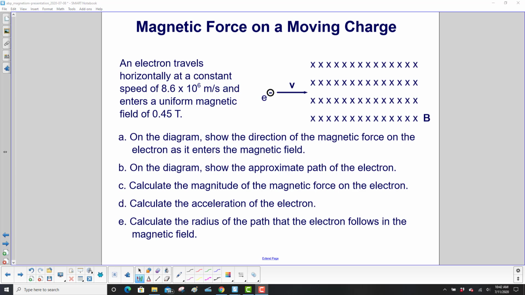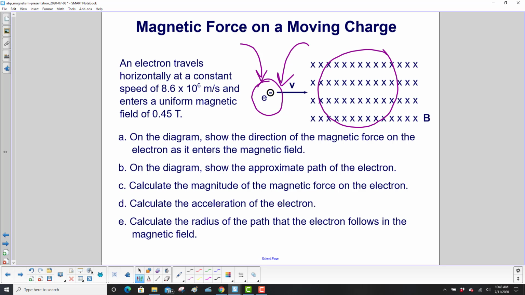Magnetic force on a moving charge. An electron travels horizontally at a constant speed of 8.6 times 10 to the 6 meters per second and enters a uniform magnetic field that is directed into the page. Now be careful. Our right-hand rule deals with positive charges, but now we have a negative charge.